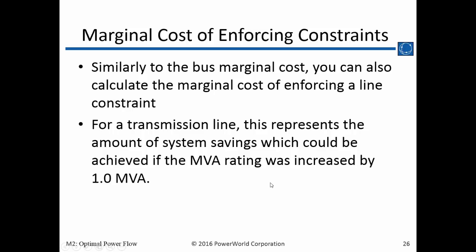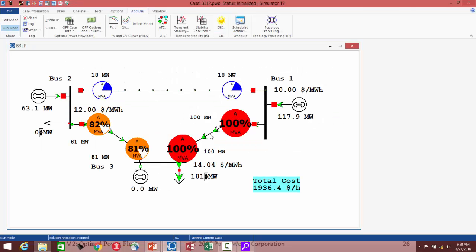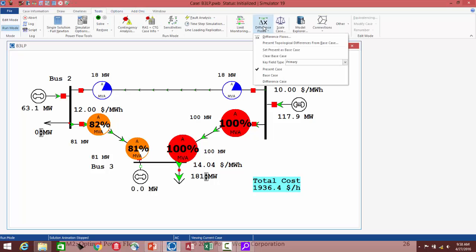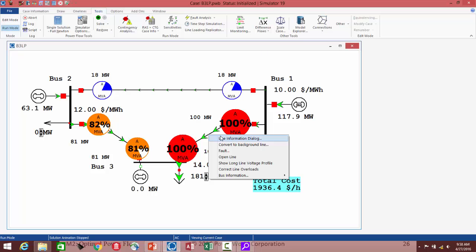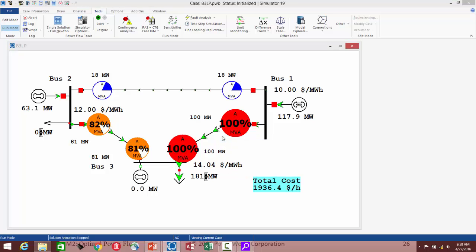So, and then you can also look at the marginal cost of enforcing constraints, and this is, in markets, sometimes called shadow price as well. So we could look at, for example, what happens if we change the limit on this line. I'll go back to my difference flow tool again and set this present case as the base case, and then make an adjustment here on this transmission line of the limit.